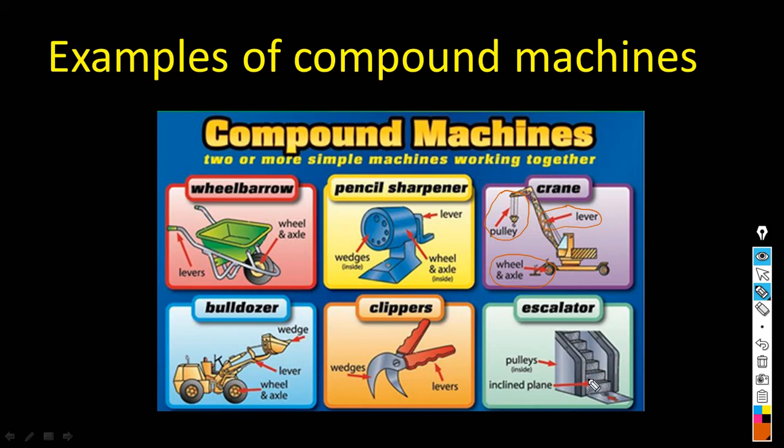The same for the escalator, okay, that you can see in shopping malls and stuff like that. So what do we have here in the escalator? We have an inclined plane, obviously, and inside of this case, we have pulleys inside, even though we cannot see them, okay? So there are 2 simple machines inside this escalator, and therefore we refer to the escalator as a compound machine.